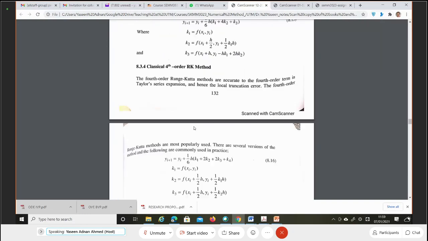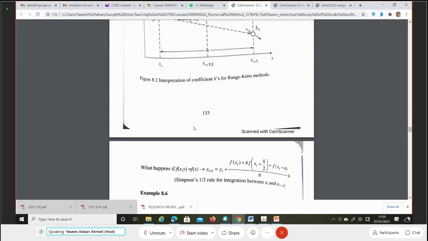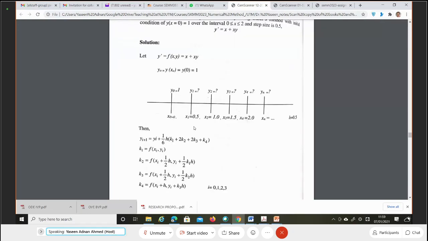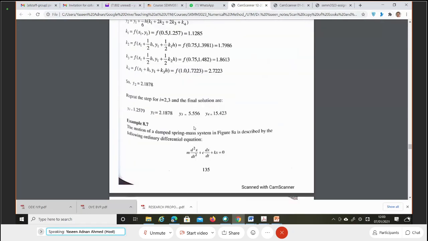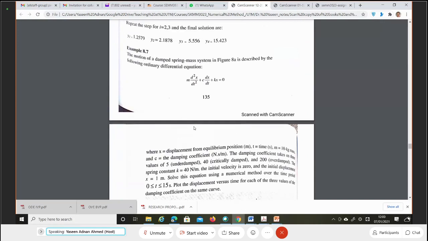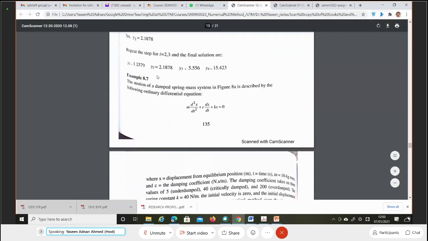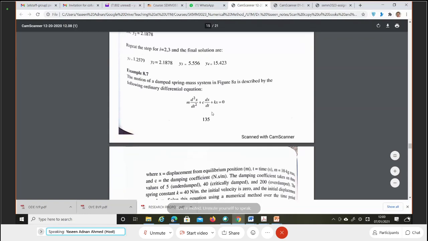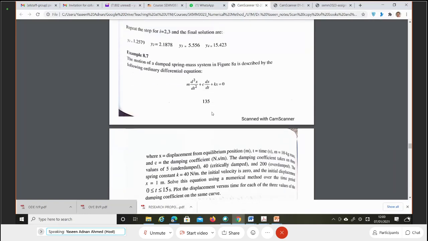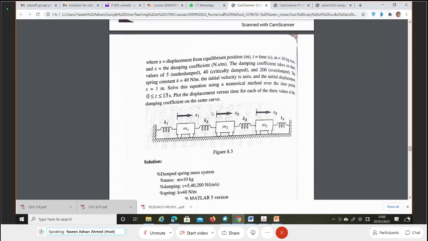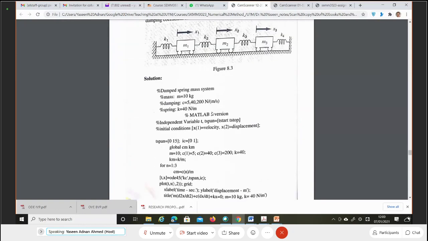Fourth order. Okay, I'm sorry, not that one. 8.7. This is the problem. So motion of a damped mass system in this figure is described by this one. This is a very famous example for spring mass system. Okay, and you have to solve this one.